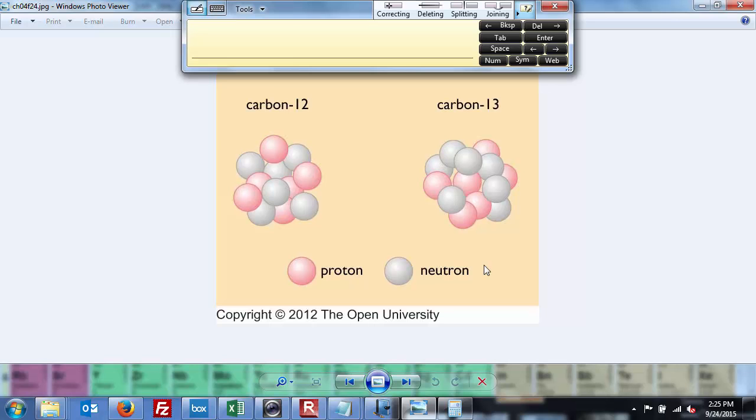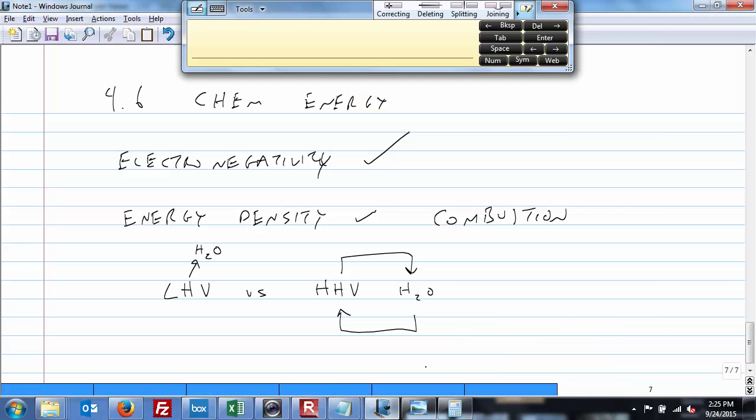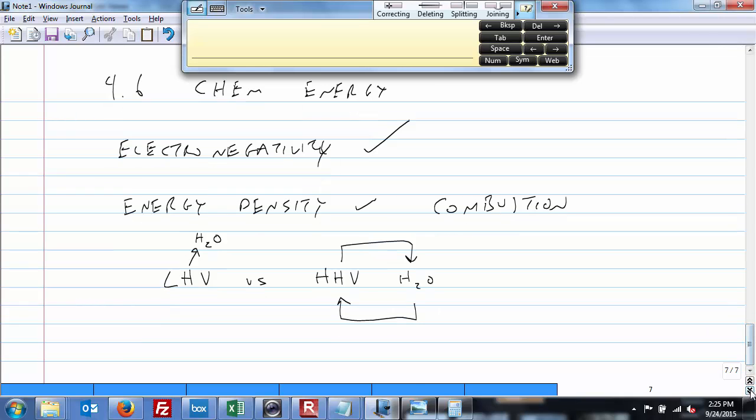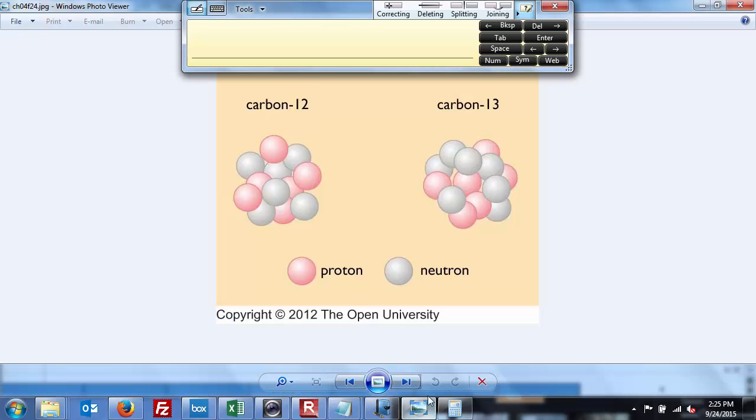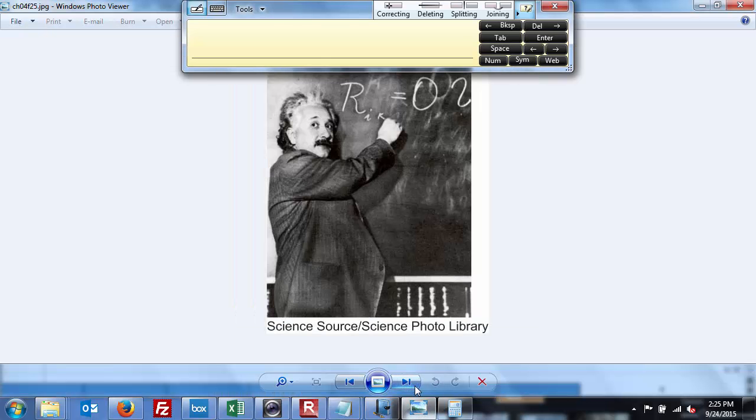Okay. Now, the final equation that I want to share with you before we adjourn here is that E equals mc squared. So that's Einstein's equation. I think there's a shot of him in here too. There he is.